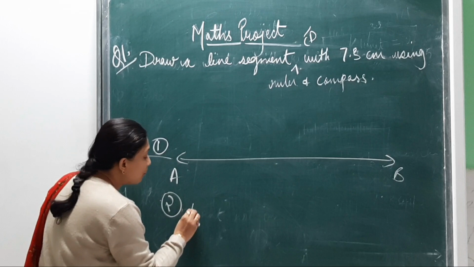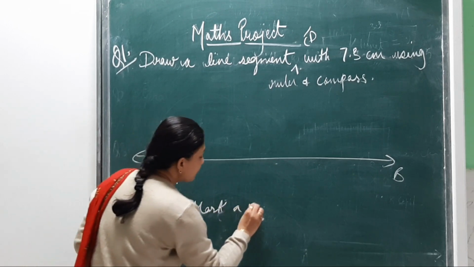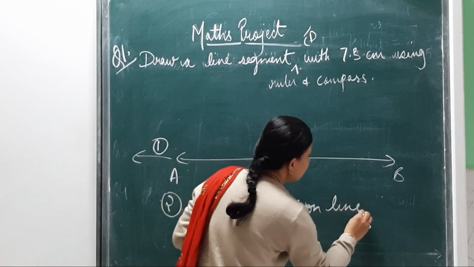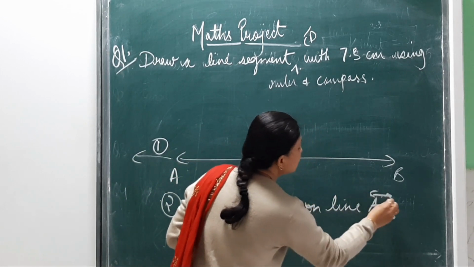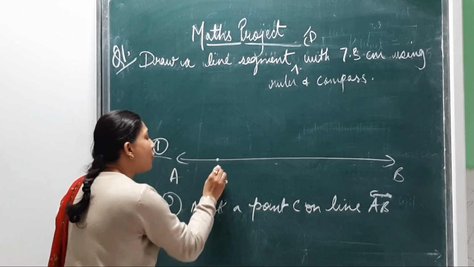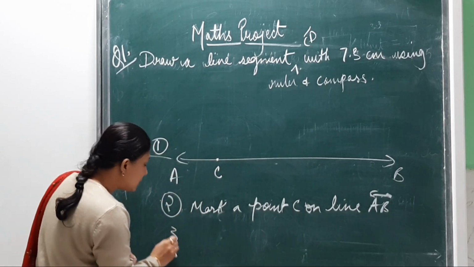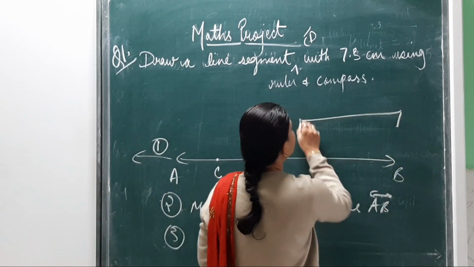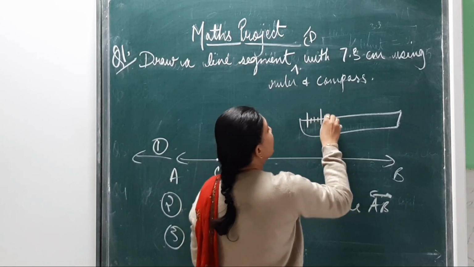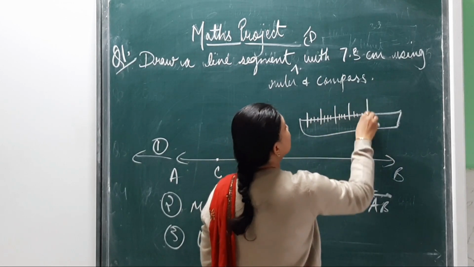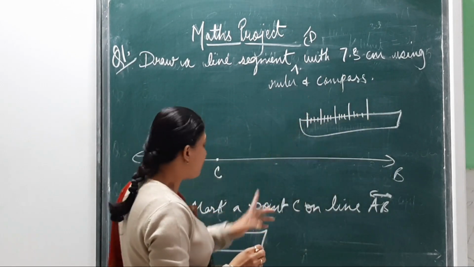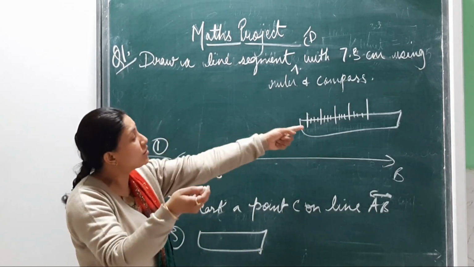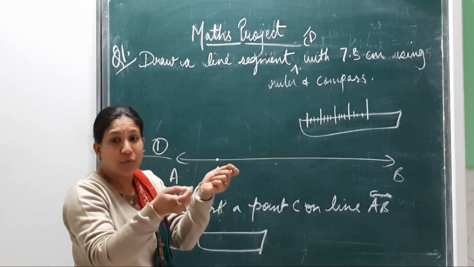Second, mark a point C on line AB. To this line you mark any point C. Third step will be you place your ruler just like what you have done for the circle. You place your compass over the ruler and measure 7.3 centimeters. So stretch it, adjust your compass and measure 7.3.